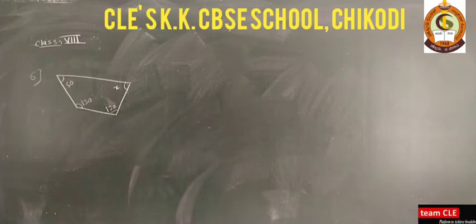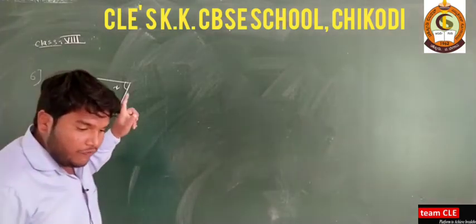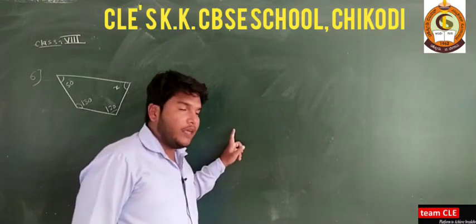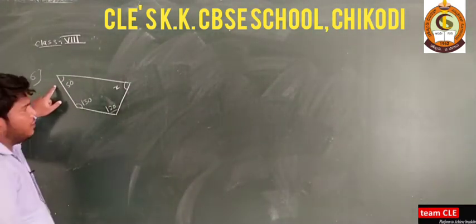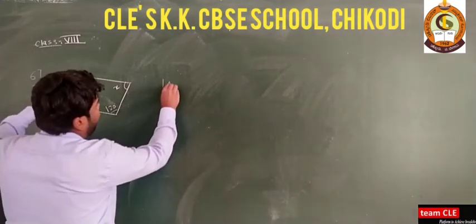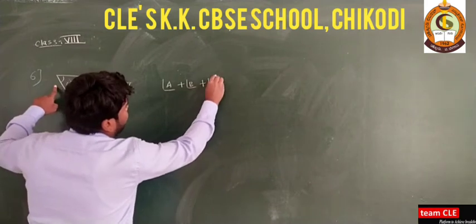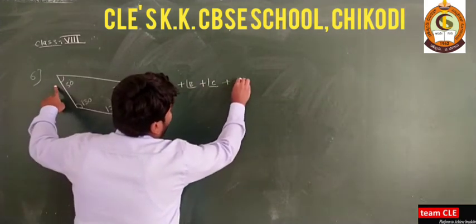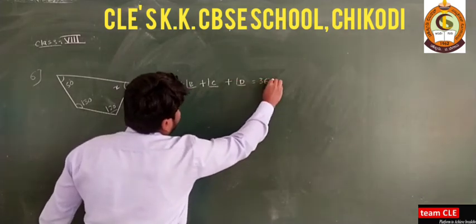Hello dear students, welcome back to one more question. Solve for x. The question says find the angle measure x in the following figure. You already know the sum of the angles of a quadrilateral: angle A plus angle B plus angle C plus angle D is equal to 360 degrees.